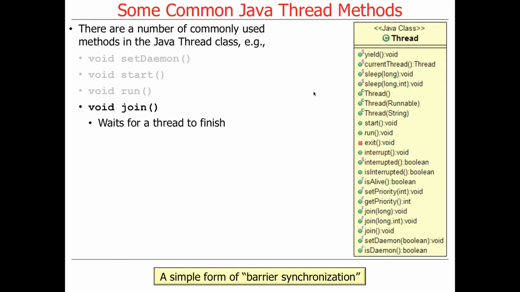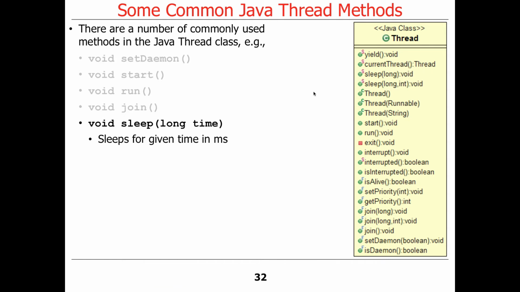Join is used to wait for a thread to finish. We talked about how that's a simple form of barrier synchronization. Sleep is used to have a thread put itself to sleep for a certain amount of time. With sleeps, you have to be a little careful. As a general rule of thumb, production code typically doesn't use sleeps. I have sleeps in some of the code that I show you as examples because I want things to pause, for example, for short periods so you can watch the pictures or the lights flash on the GUI.